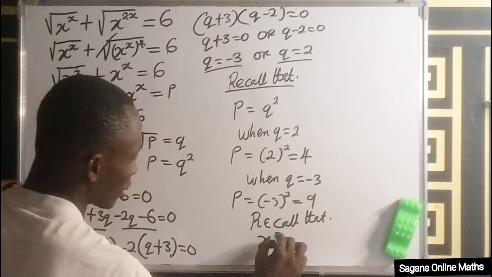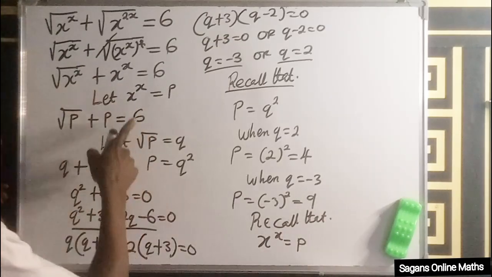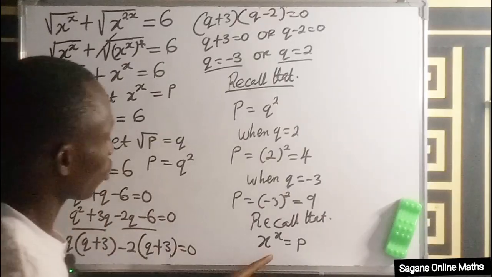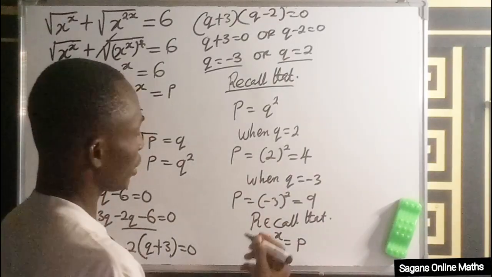That x to the power of x is equal to p, as you can see from here. So from here we can find the value of x. Now let's see when our p is 4.